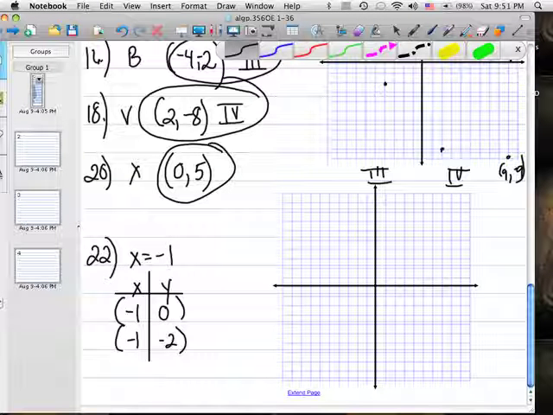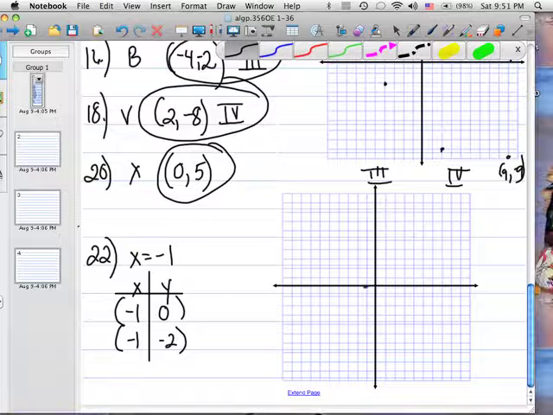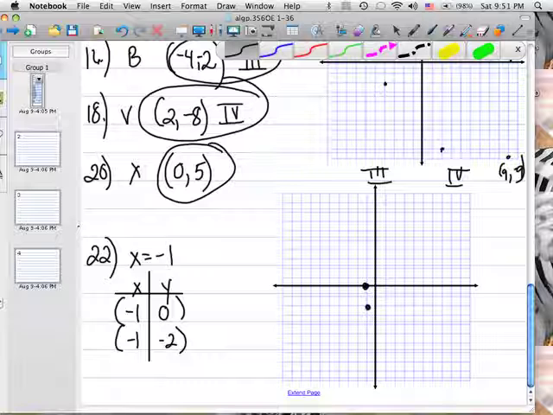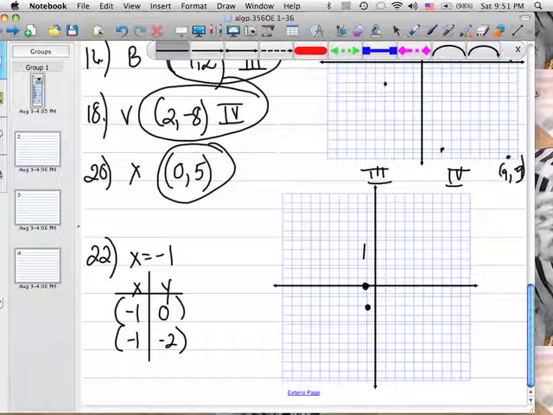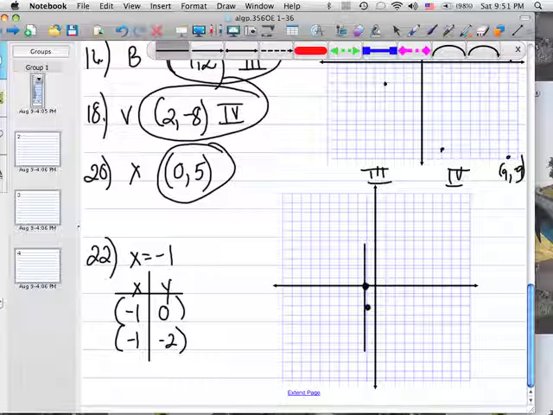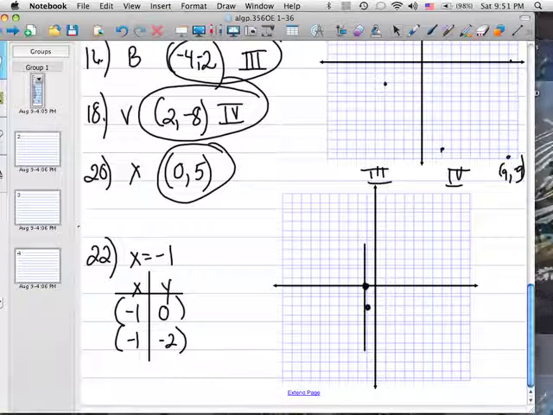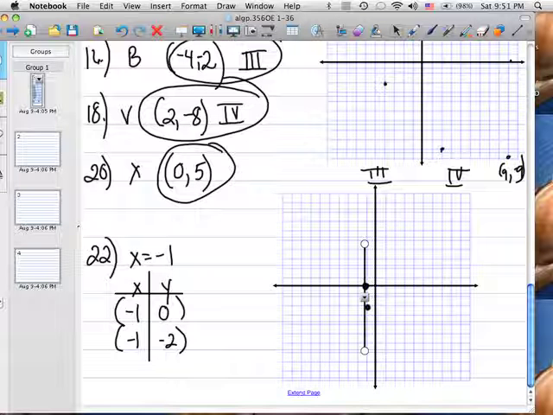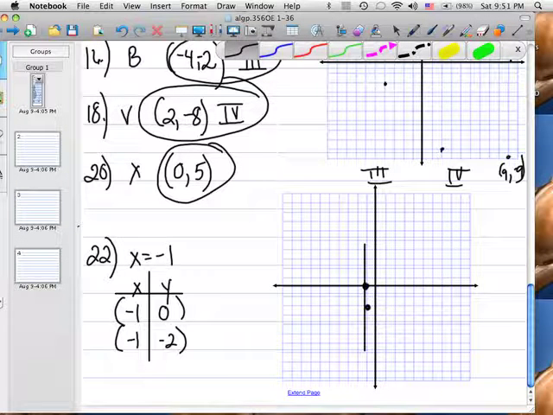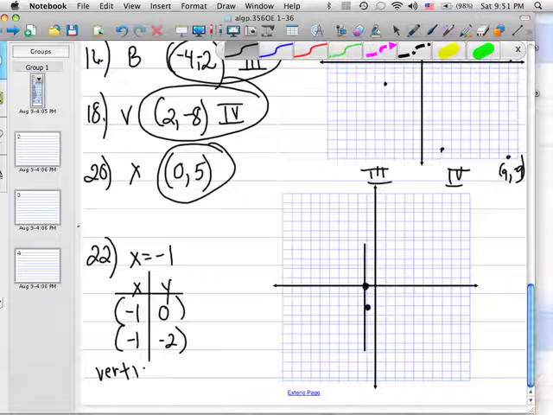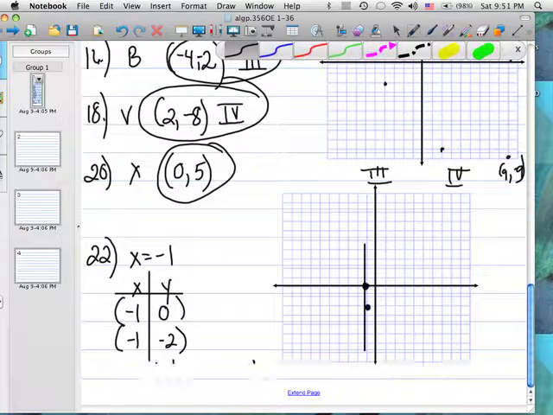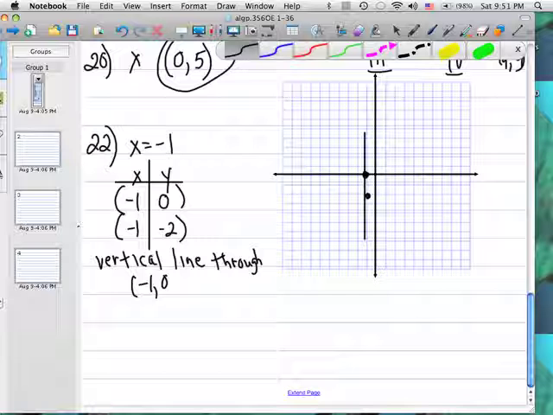So if I plotted x is negative 1, 1 to the left, stay put at 0. X is negative 1, down 2. And then connected those points. I get, well, it's a little bit off here. I get a vertical line, up and down line through negative 1, 0.